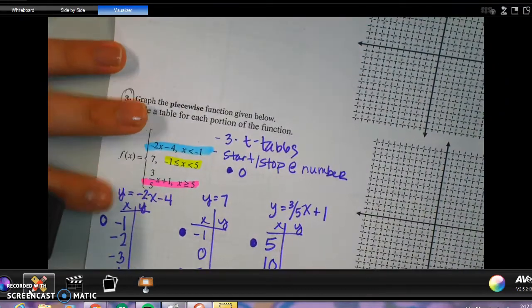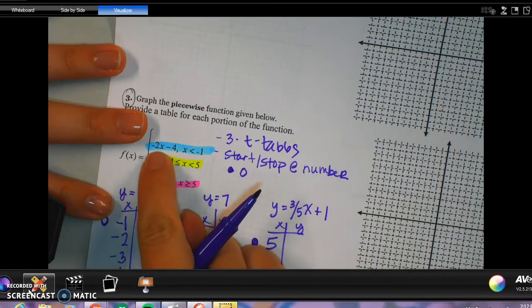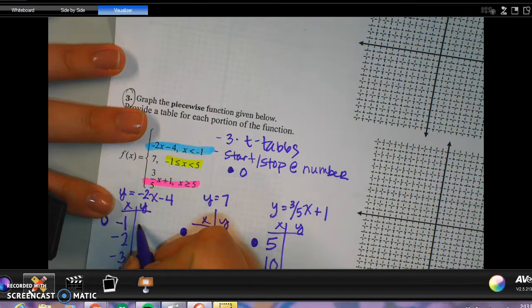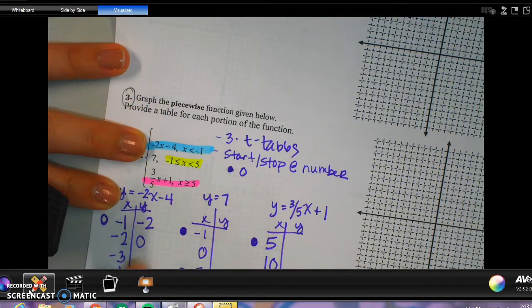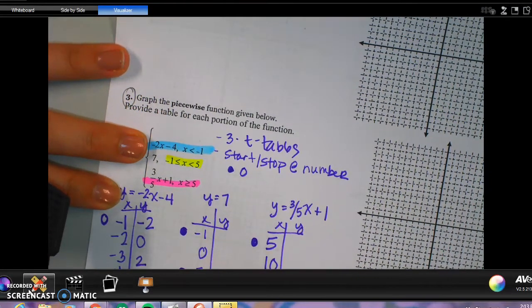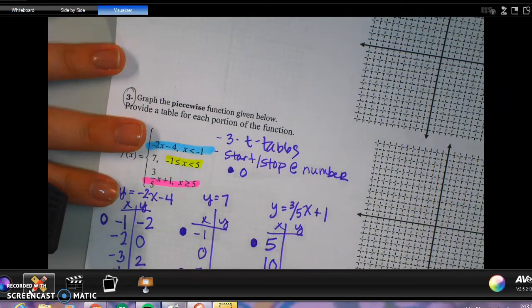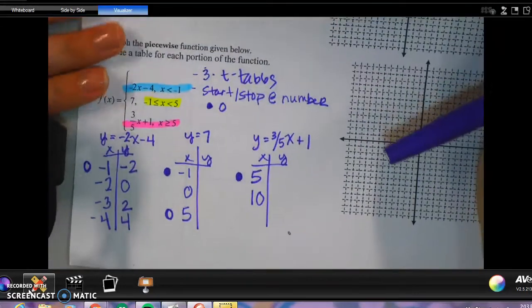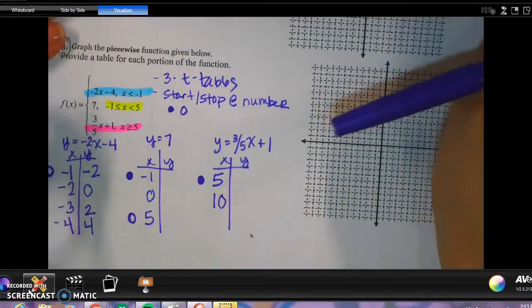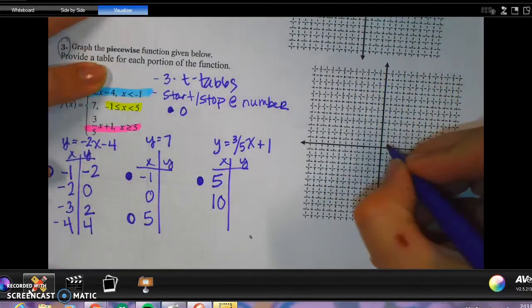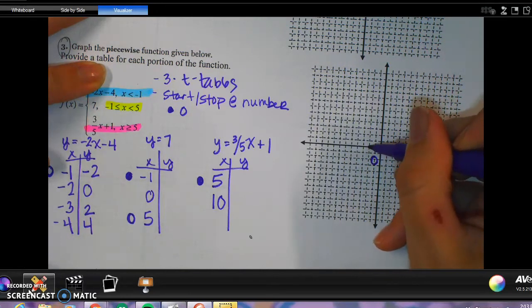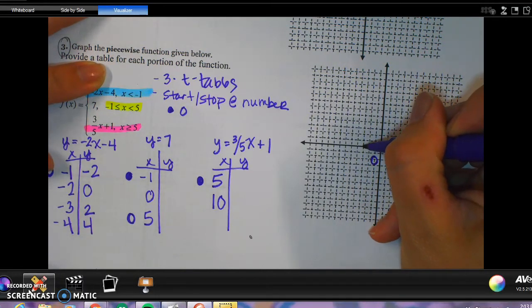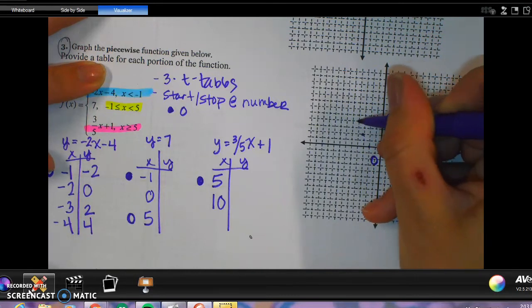I'm going to do my blue line first, if you will. If I plug in -1, and you can do this in your calculator, -2 times -1 is +2, -4 is -2. -2 times -2 is +4, -4 is 0. 6 minus 4 is 2, and 8 minus 4 is 4. So here's mine, and now I'm going to graph it. So at -1, -2, I should have one big open circle. The rest of them can be points. -2, 0. -3, 2. -4, 4. That should be enough.